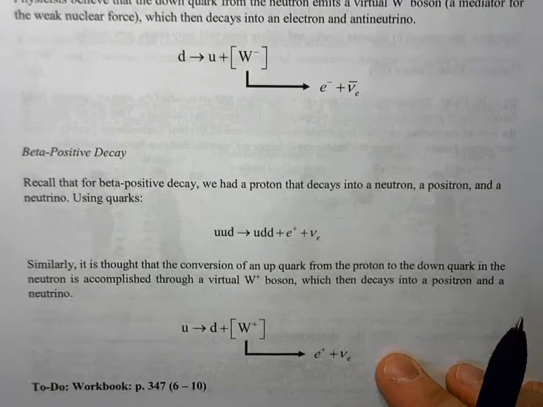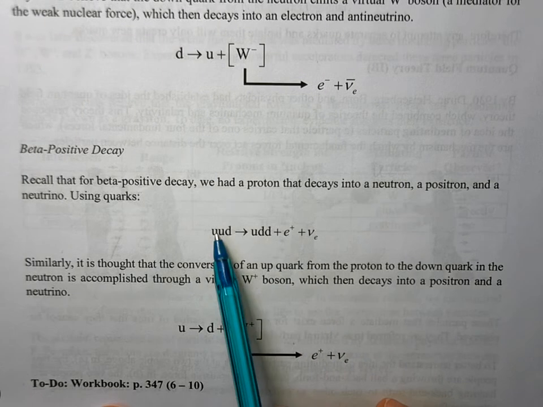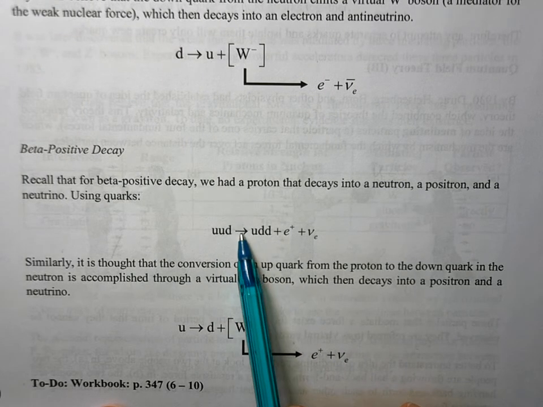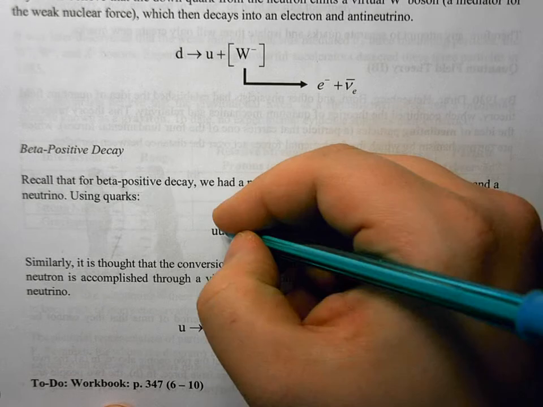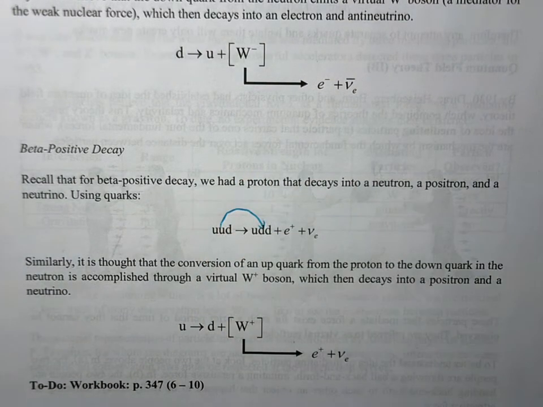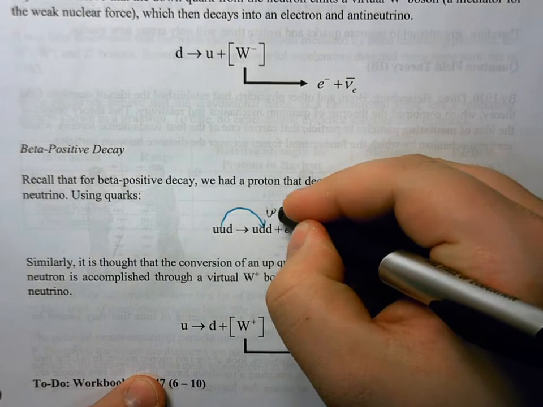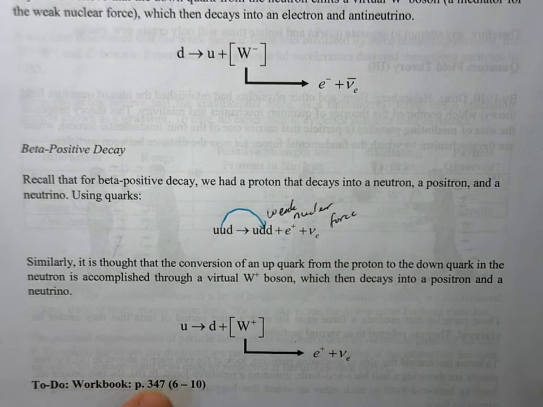In beta positive, it's very similar. This time we have that proton that's decaying into a neutron, a positron, and a neutrino. So again, using the quarks, we've got this UUD decays into UDD plus our positron plus our neutrino. So again, we're going to have a conversion of quarks. We have this U quark converting into a D quark, once again due to that weak nuclear force.